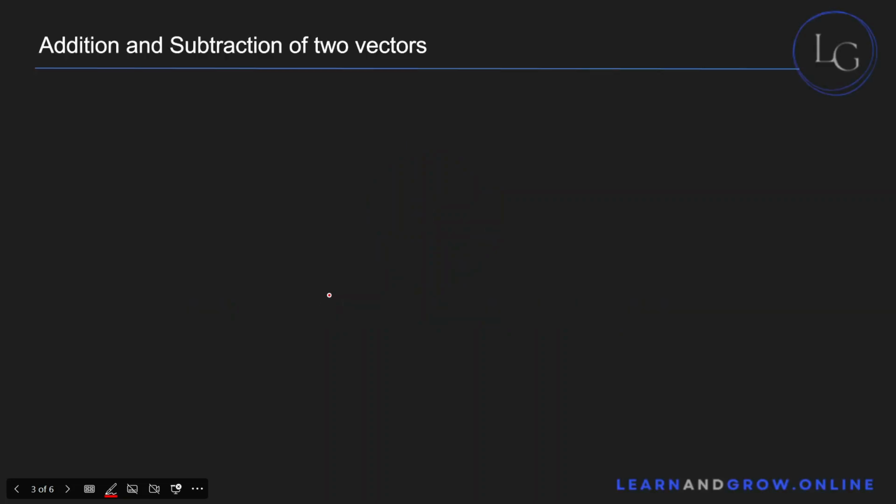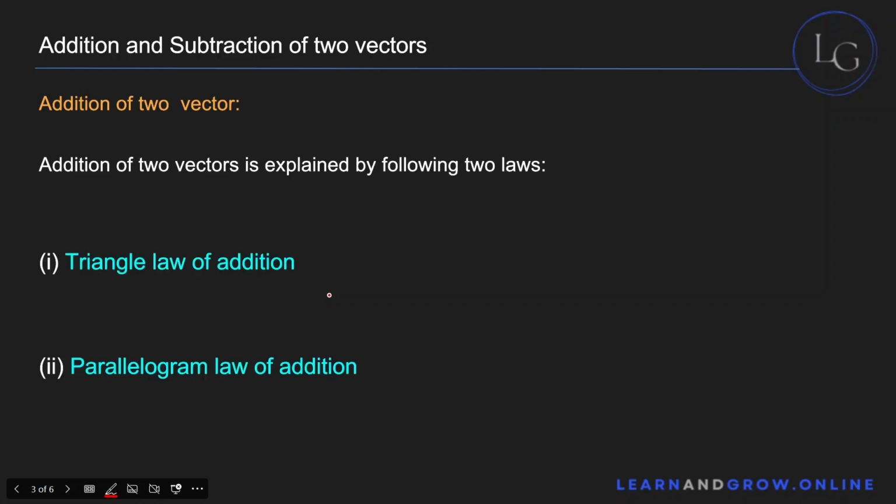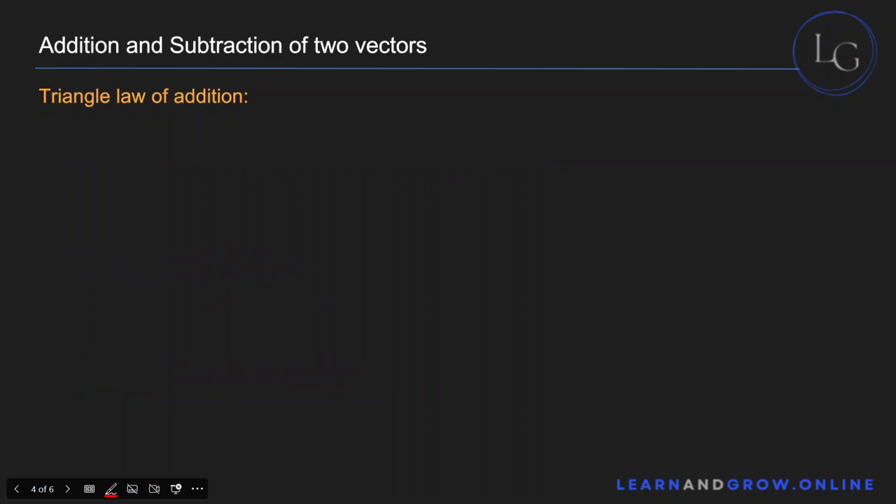Now let's discuss the addition and subtraction of two vectors. There are two ways to add two vectors. One is the triangle law of addition and the other is the parallelogram law of addition. Both serve the same purpose and will give you the same result, but they're just two different methods, and you basically just decide which one you're comfortable with. That's the beauty of maths.